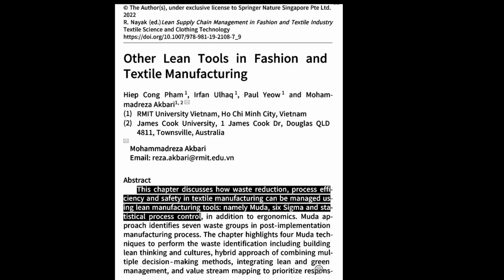This chapter discusses how waste reduction, process efficiency and safety in textile manufacturing can be managed using lean manufacturing tools, namely MUDA, Six Sigma and statistical process control.